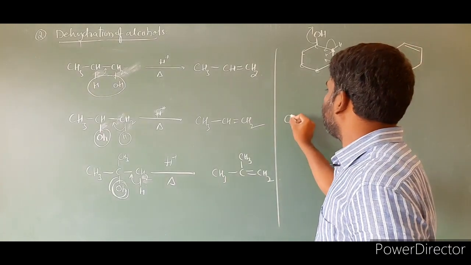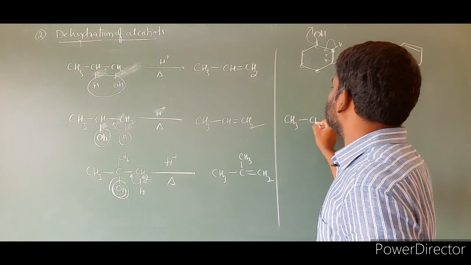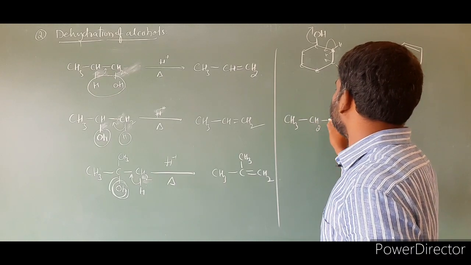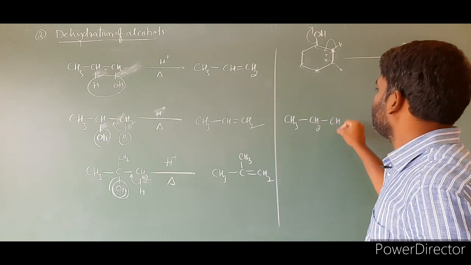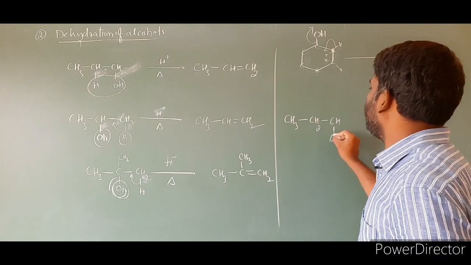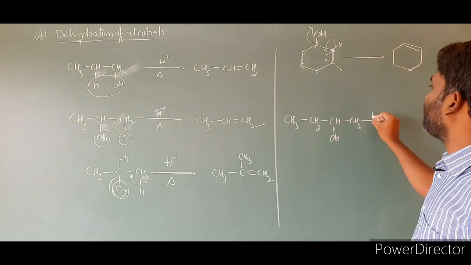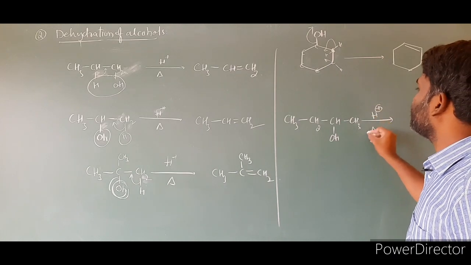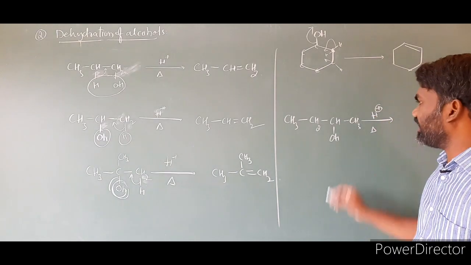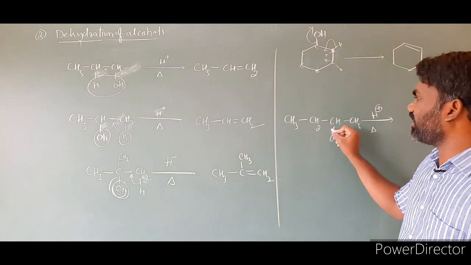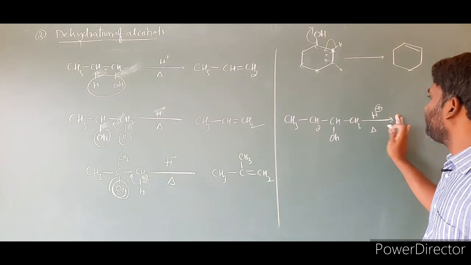Suppose I take a different example: CH3, CH2, CHOH, CH2, CH3. Now what is the product formed in this reaction? This reaction is very important. There are 2 possibilities. We can remove this proton or we can remove this proton. So here we are going to get 2 products.